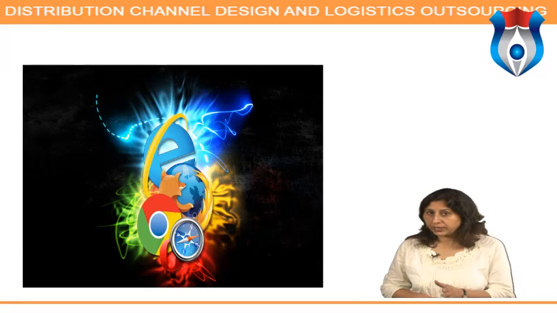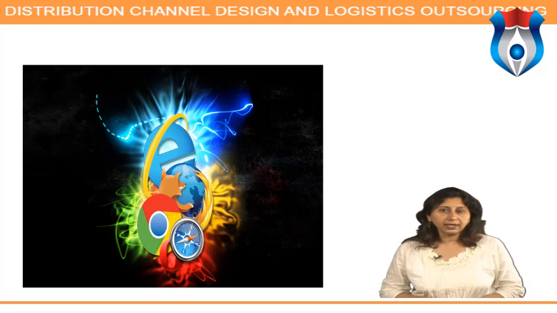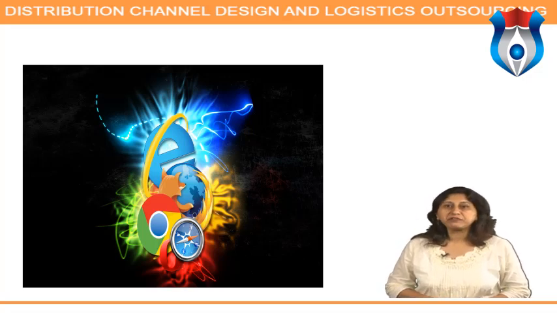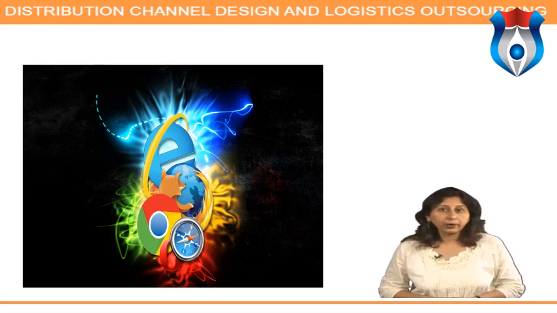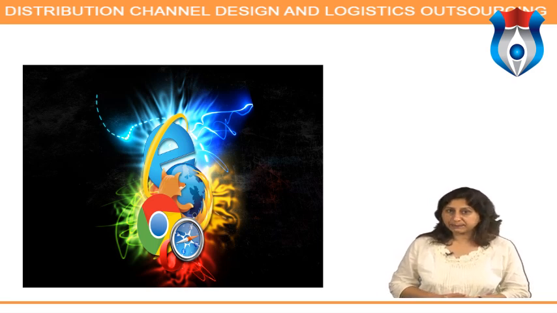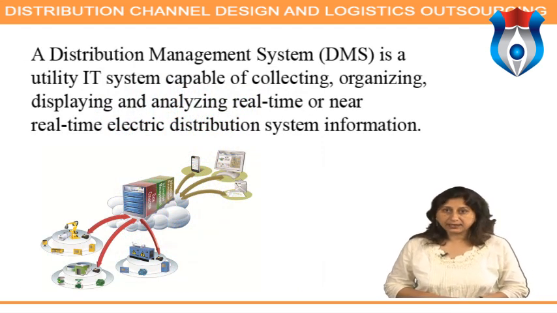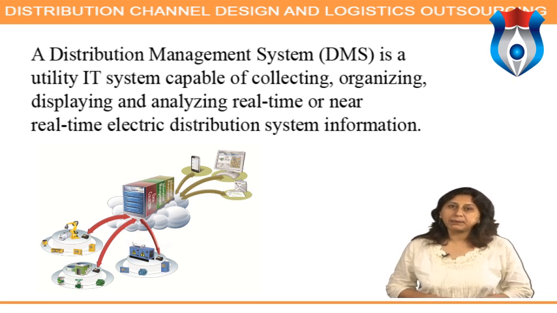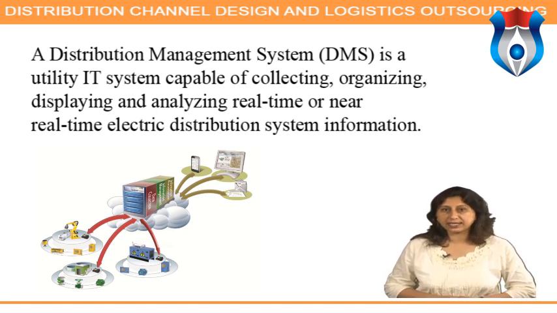It accesses real-time data and communicates with the Supervisory Control and Data Acquisition SCADA system, the Information Storage and Retrieval ISR system, communication COM servers, front-end processors FEPs, and field remote terminal units through FEPs and displays the integrated solution. A distribution management system, DMS, is a utility IT system capable of collecting, organizing, displaying, and analyzing real-time or near real-time electric distribution system information.